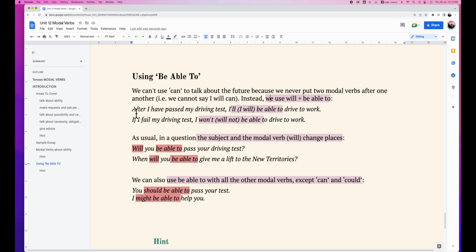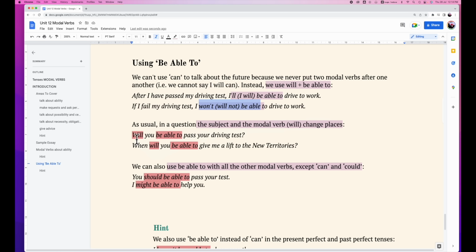Instead, we will use will plus be able to talk about ability. Example, after I have passed my driving test, what will happen in the future? I will or I'll be able to drive to work. If I fail my driving test, what happens in the future? I won't or I will not be able to drive to work.